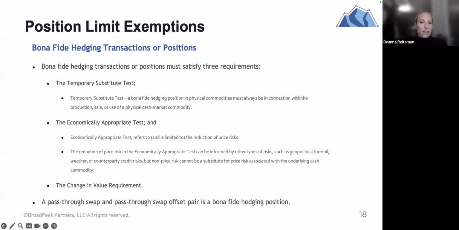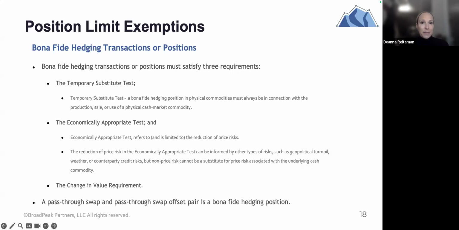And then your change in value requirement. So it has to be that the value of that bona fide hedging position would tie with essentially your underlying, and I hate using the word underlying because I'm not talking about it in a derivative sense, but that underlying price risk and market risk that you're trying to hedge.